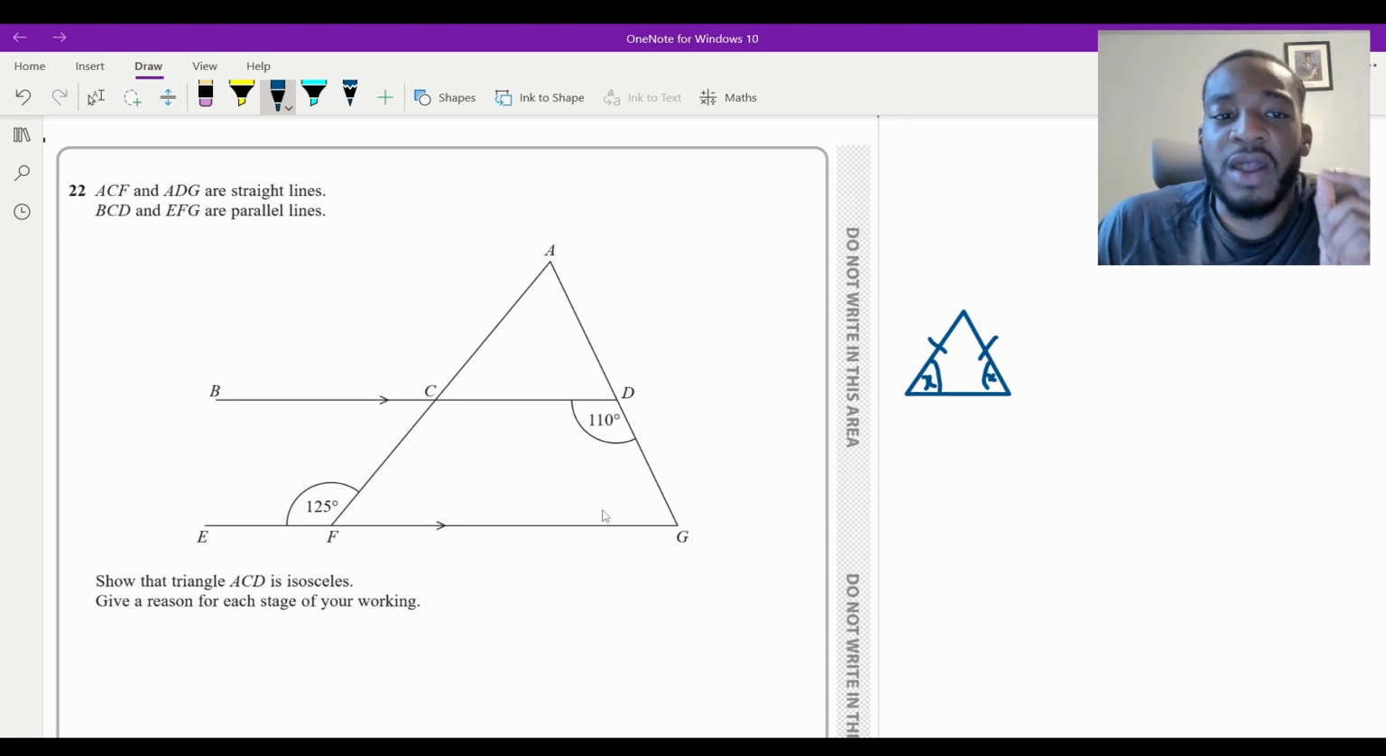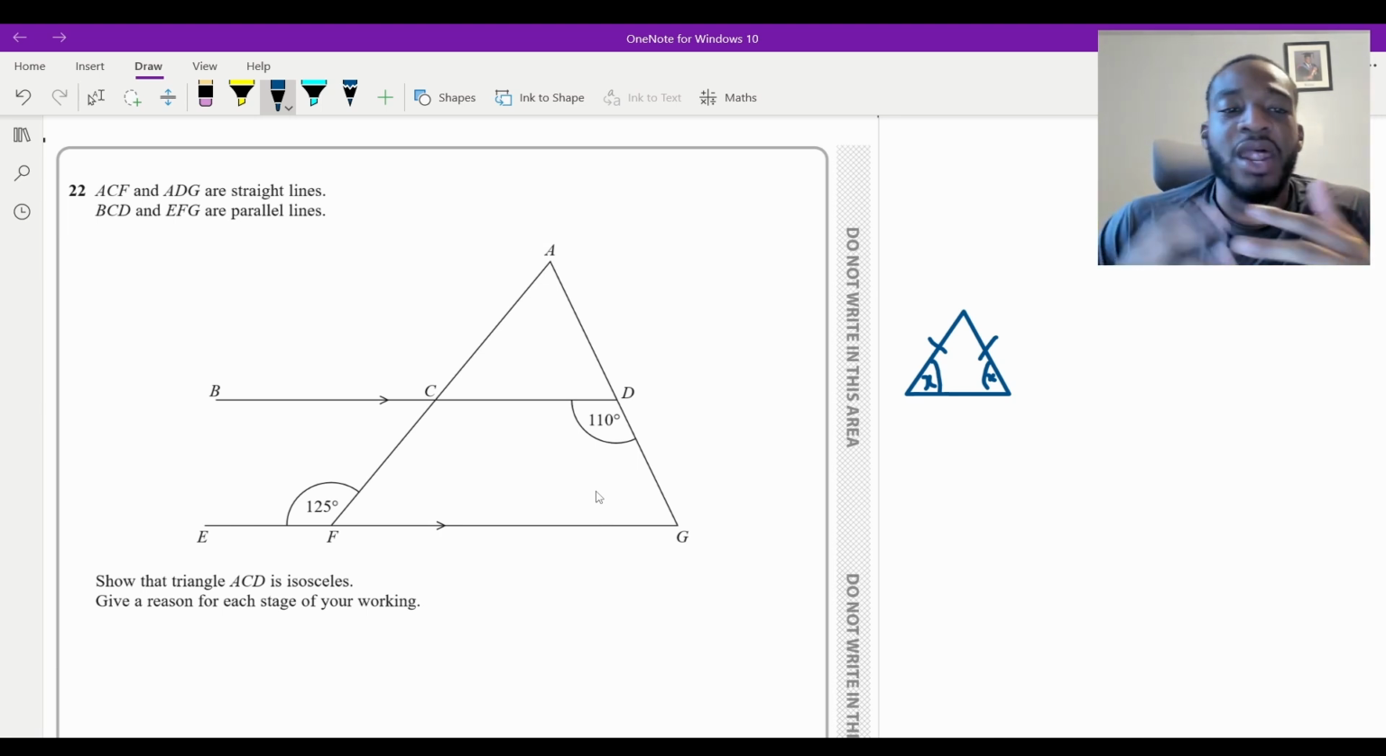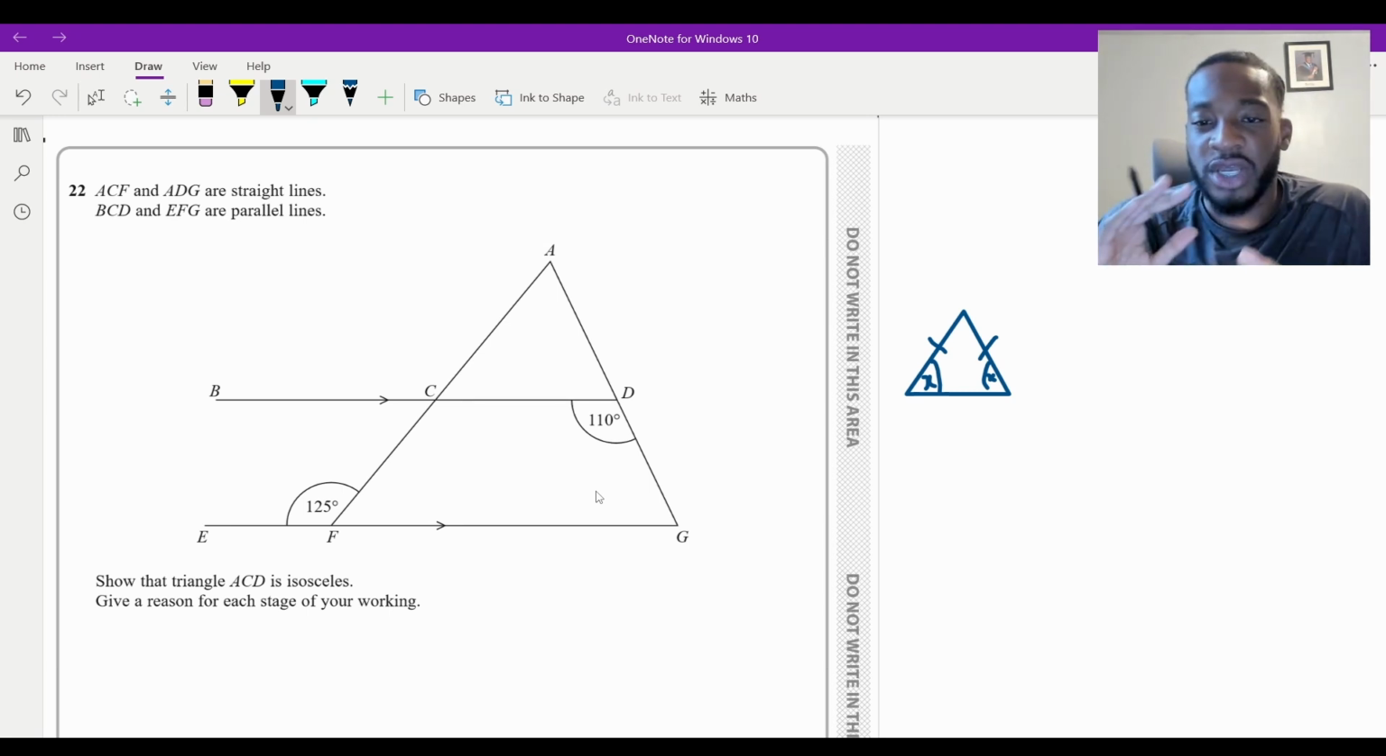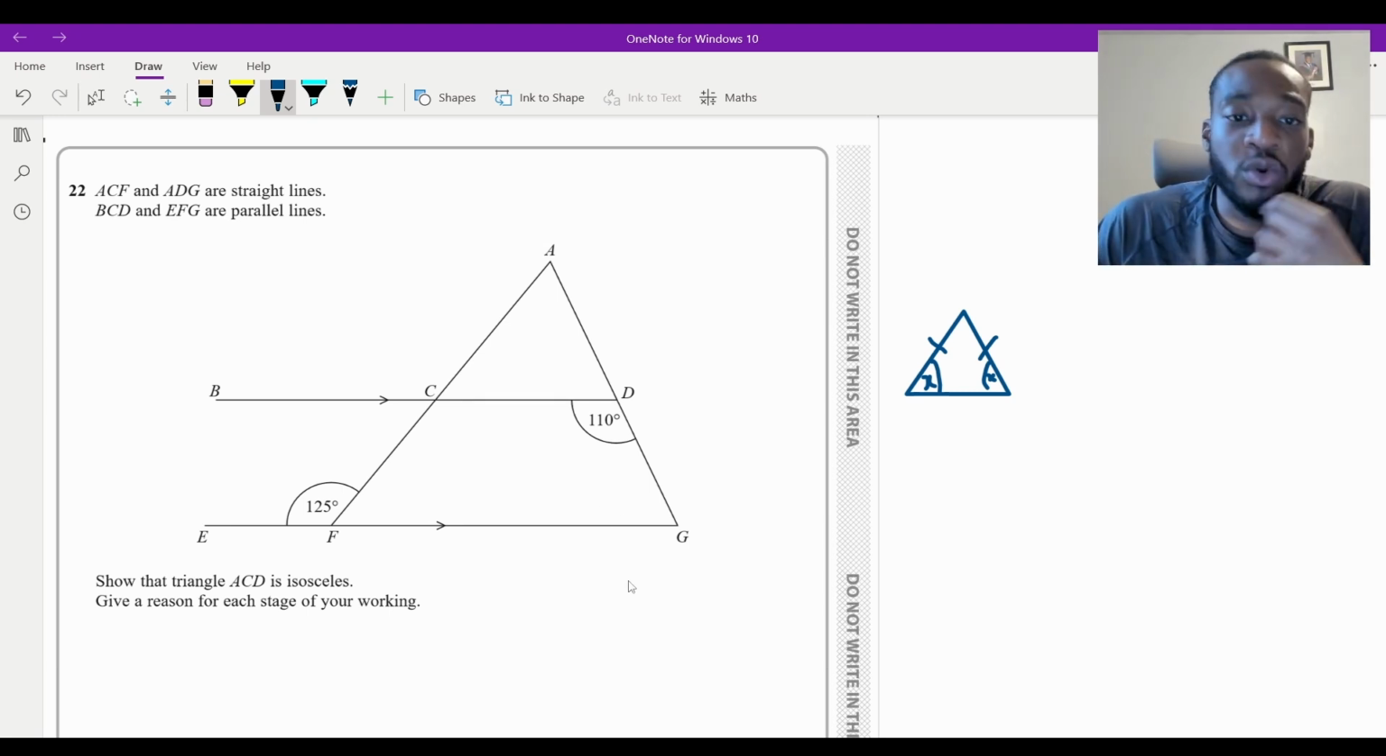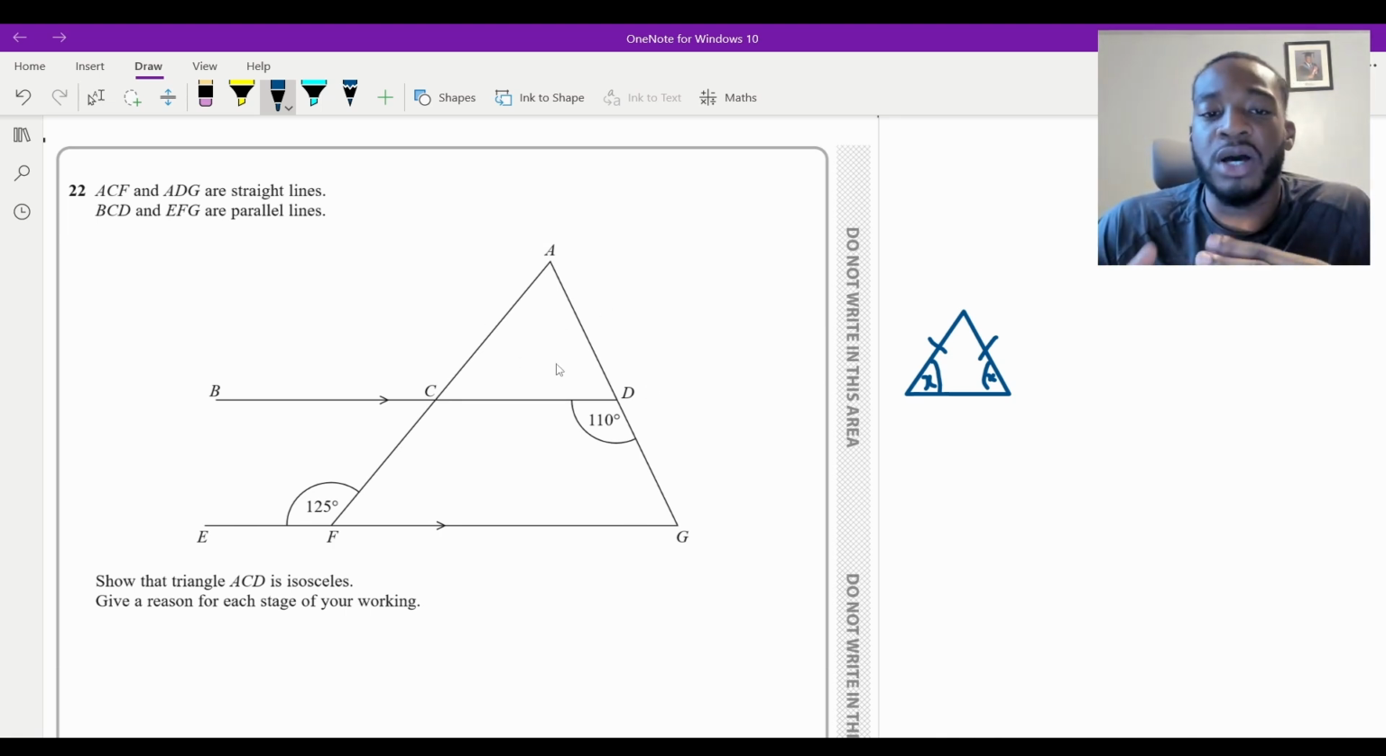Now we're dealing with parallel lines as well. So what you also need to be aware of is your angles in parallel lines. There are several different rules. There are vertically opposite, corresponding, co-interior, and alternate, right? So you need to know these off by heart. So what you want to do is basically build your way up until this triangle ACD, figure out what the angles are, and you should hope to get two of the angles being the same value.